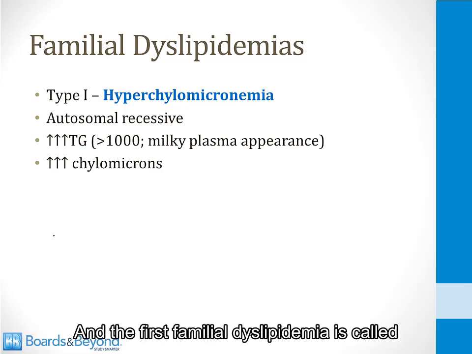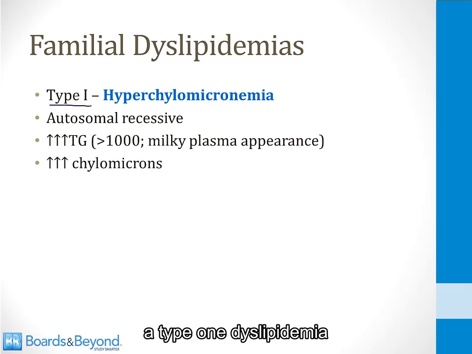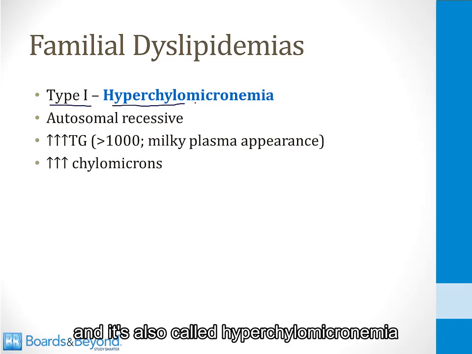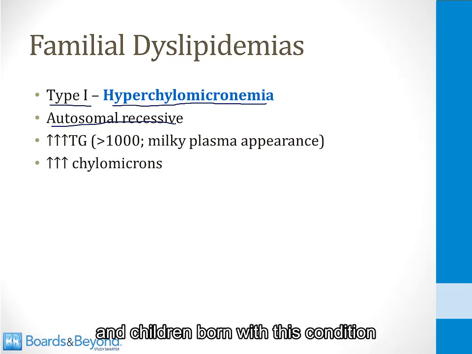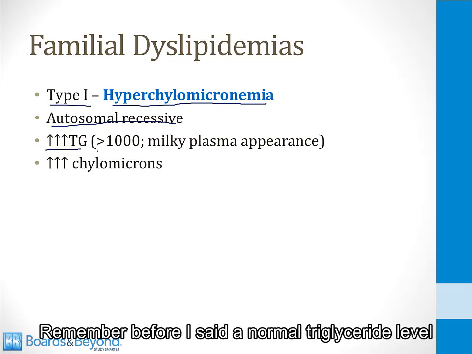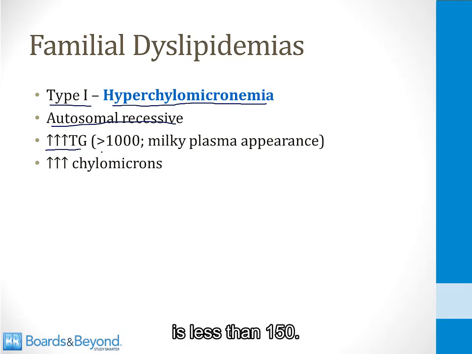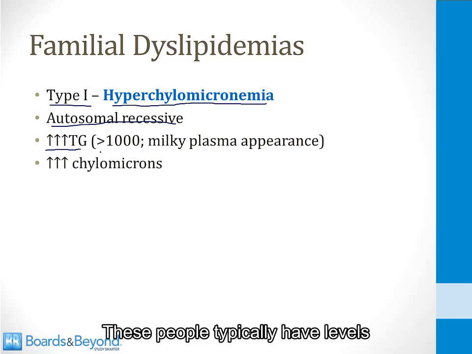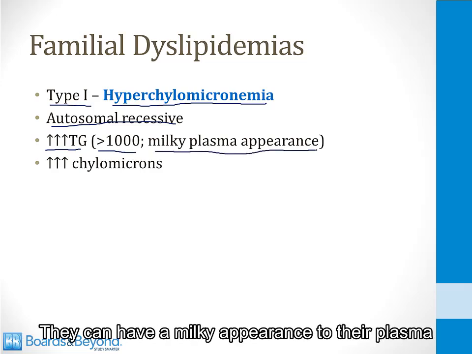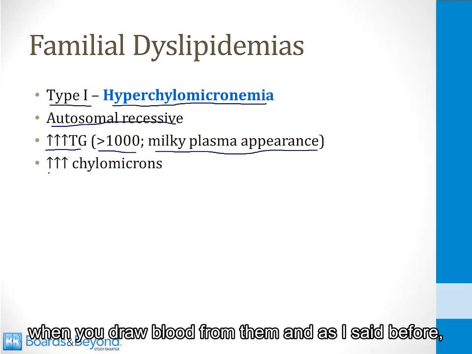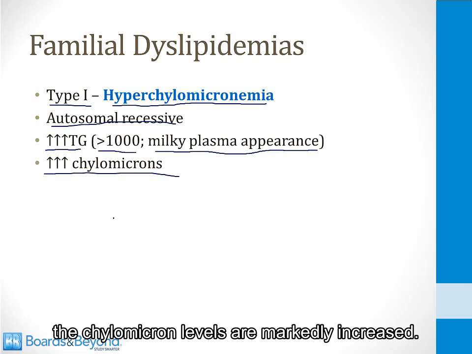And the first familial dyslipidemia is called a type 1 dyslipidemia, and it's also called hyperchylomicronemia because, as we will see, the chylomicrons are markedly elevated. This is an autosomal recessive condition, and children born with this condition have very, very high triglycerides. Remember before I said a normal triglyceride level is less than 150. These people typically have levels that are greater than 1,000. They can have a milky appearance to their plasma when you draw blood from them, and as I said before, the chylomicron levels are markedly increased.